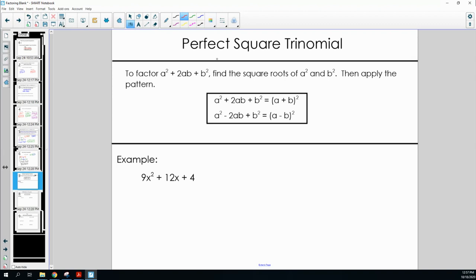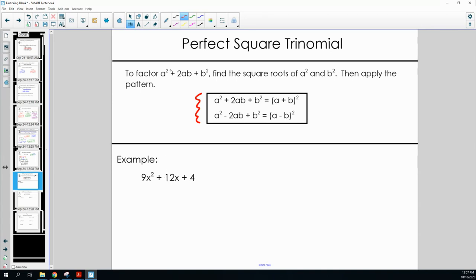Basically, sometimes you're going to see things written in a pattern. So for instance, if we look at these two that we have here, you could have the first term and the last term be perfect squares, and the one in the middle is 2 times the product of the two square roots, which kind of sounds a little bit confusing. So let's look at an actual example. So here we have a quadratic.